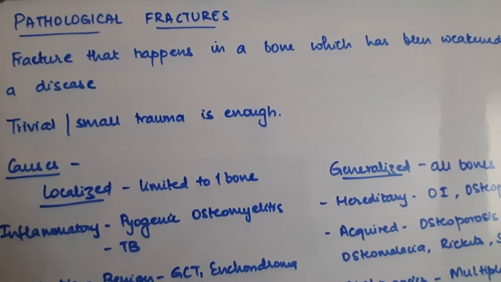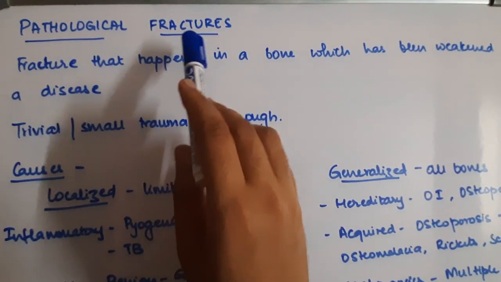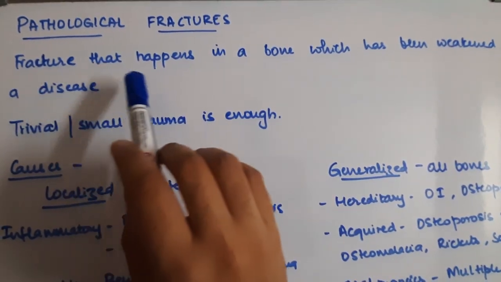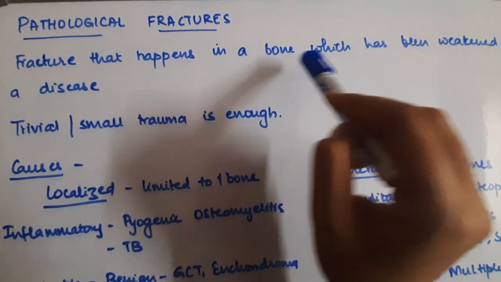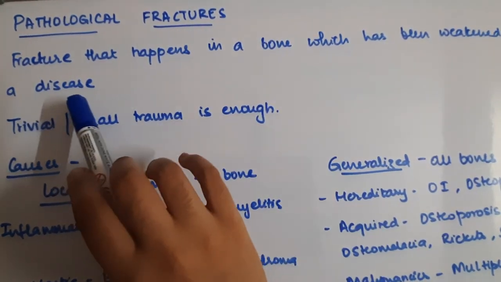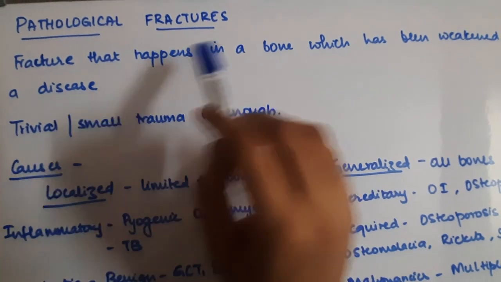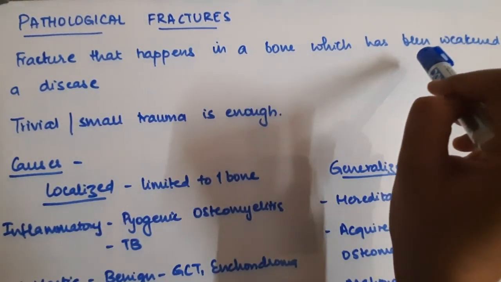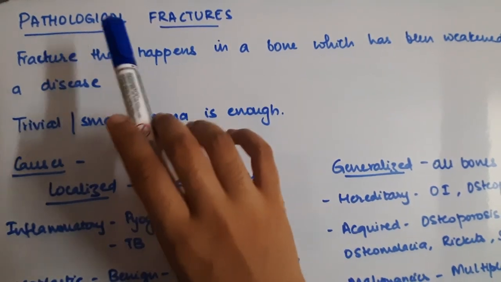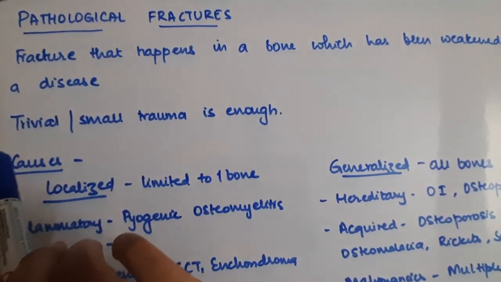Hello everyone. In this video, we will talk about pathological fractures. So a pathological fracture is a fracture that happens in a bone which has been weakened by a disease. What happens is some systemic diseases can lead to weakening of the bone, and if such a bone gets fractured, that fracture will be called a pathological fracture.